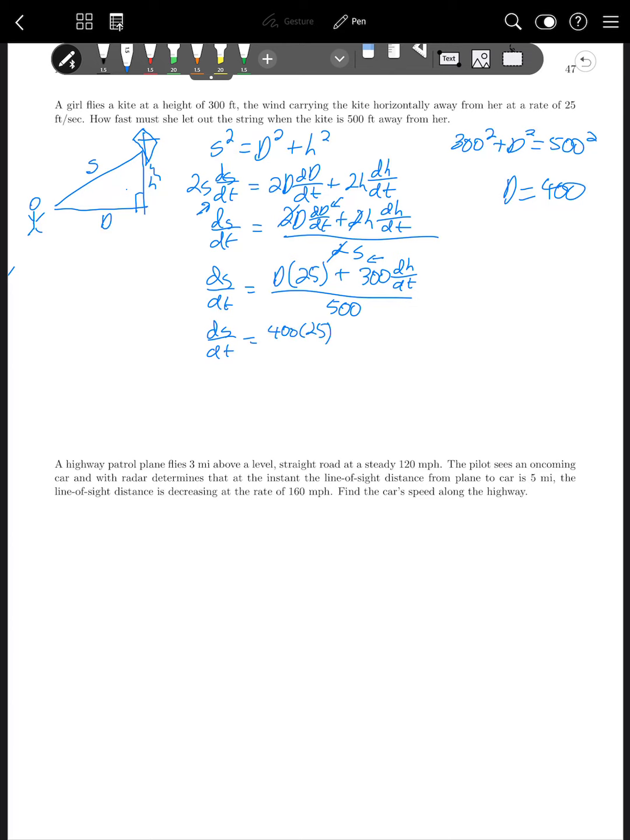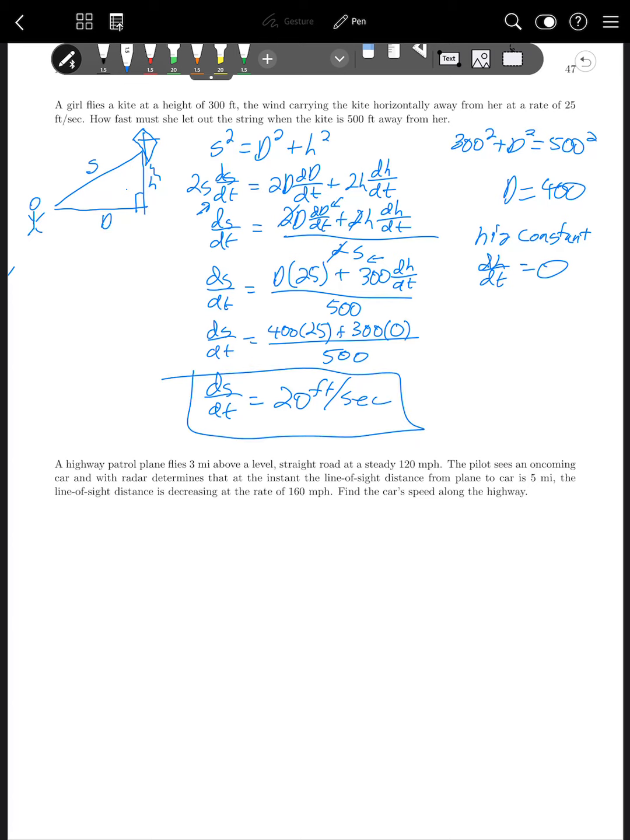Okay, and then the only other question is, what about dH dt? Well, what do we know about H? Well, H is constant, right? The height of the kite is always 300 feet. So since H is constant, what is dH dt? What is the derivative of a constant? Well, the derivative of a constant is 0. So this would be plus 300 times 0 over 500. So dS dt equals 400 times 25 divided by 500, which is 20 feet per second.